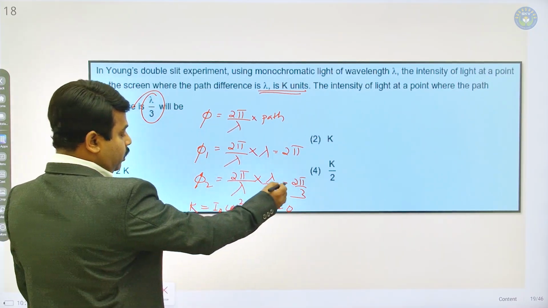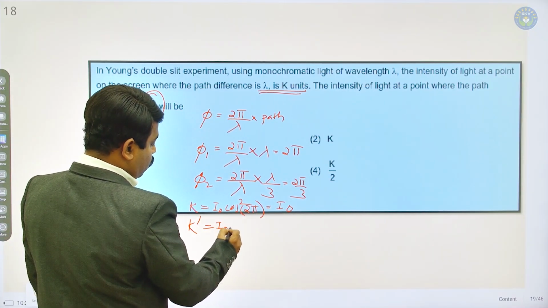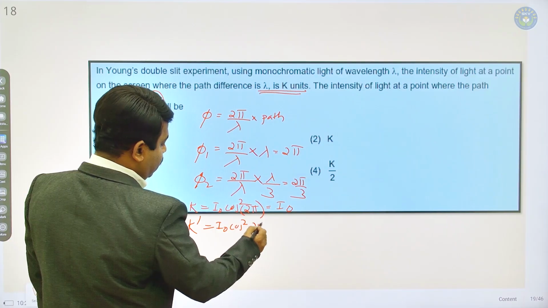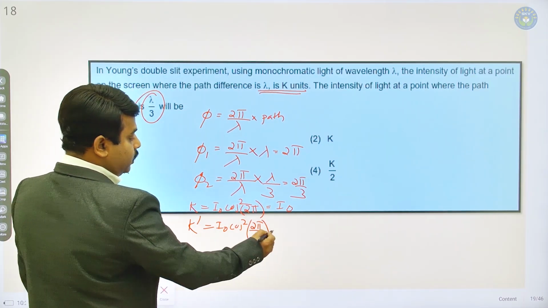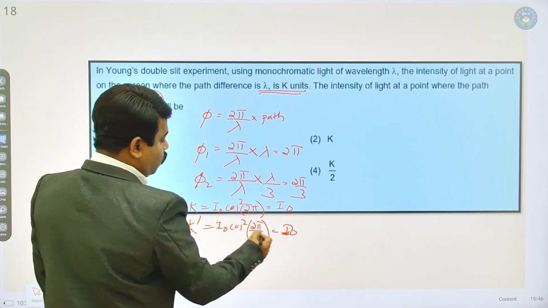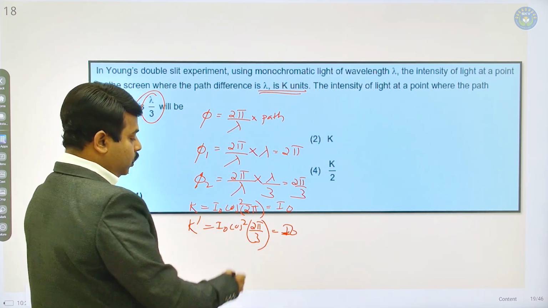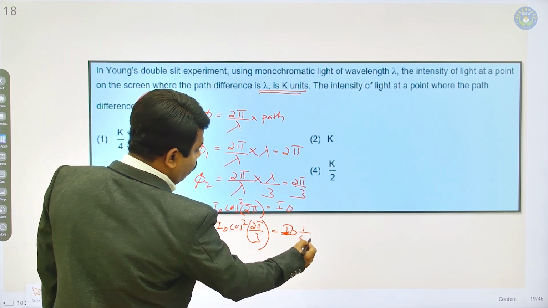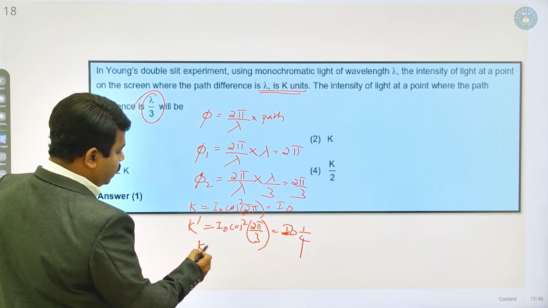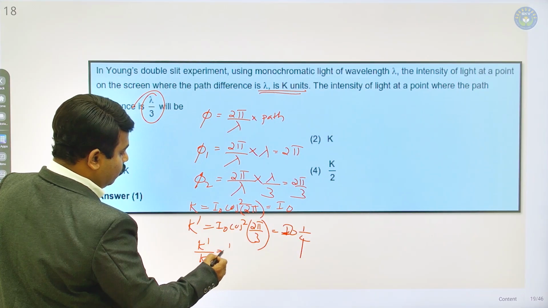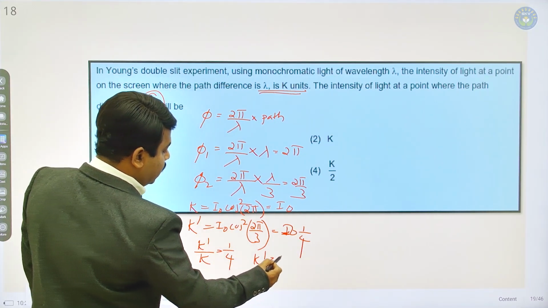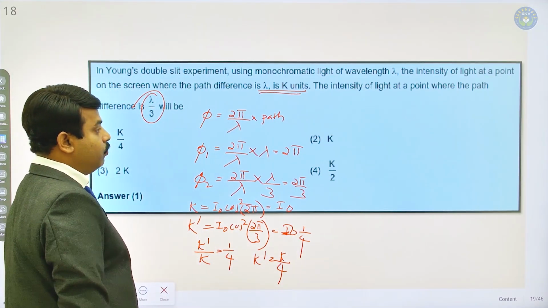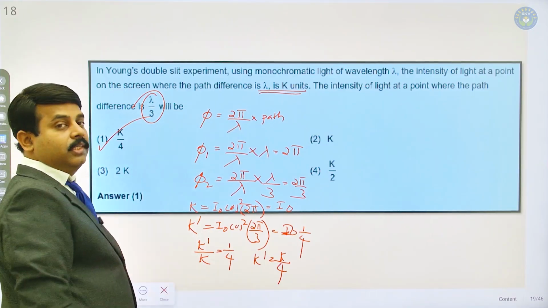Now here I0 cos square 2 pi by 3, that is I0 into cos 120, which is minus 1 by 2, its square is 1 by 4, so I0 into 1 by 4. Then k dash by k is equal to 1 by 4. Then what is k dash? K dash is equal to k by 4. Then which is the option? Option 1 is correct, right?